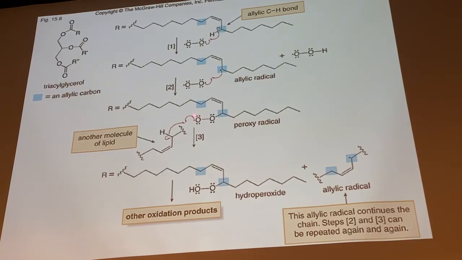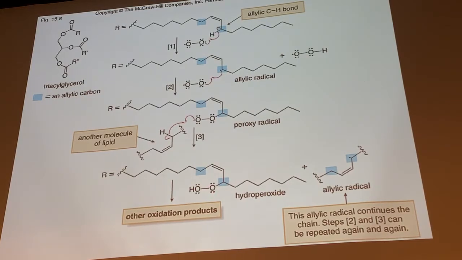And then that peroxy radical is able to abstract. Because oxygen's a diradical, when it reacts with the allylic radical, we still have an unpaired electron. And so that peroxy radical abstracts a hydrogen atom from another unsaturated fatty acid, generating a hydroperoxide and a new allylic radical. So you see that steps 2 and 3 are propagation steps. And so this is a chain reaction. And it results in the oxidation of these fatty acids.